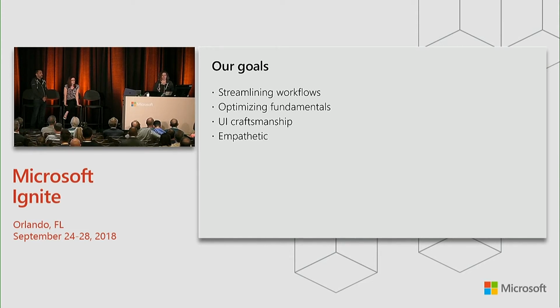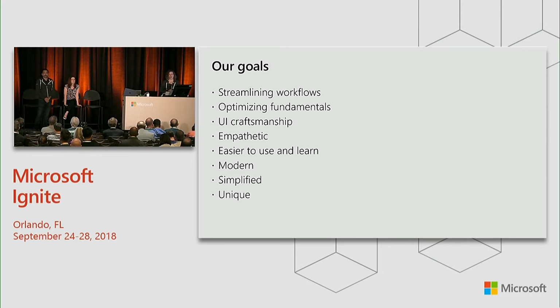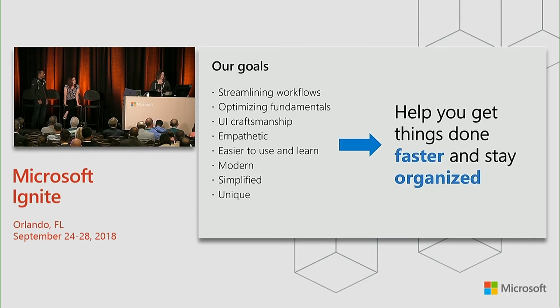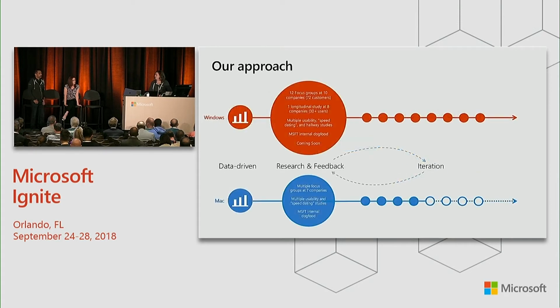We want to make sure that it's easier to use, easier to learn for you, for the next generation of Outlook users. We also want to make it more modern, more simplified, and like I said, with the Mac experience, unique to the users that we have. All of these things will help you get things done faster, and stay organized. So we've kind of taken a little bit of approach on this. And you can see on the top row is sort of our desktop, our Windows, and the bottom row is Mac. We started looking at the data and applying it to the design.